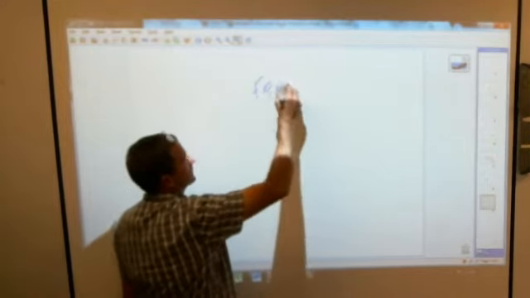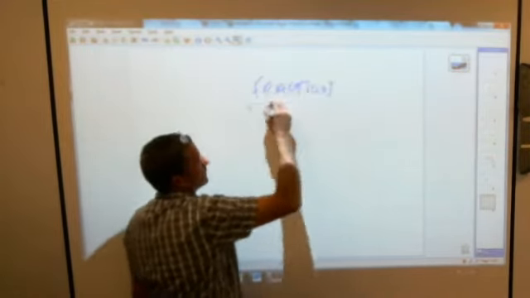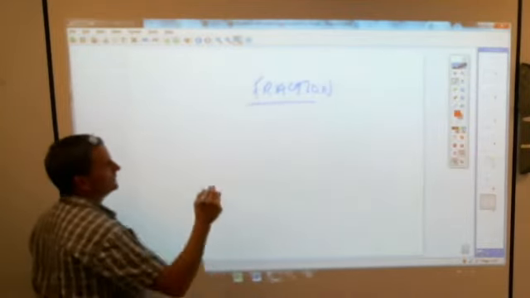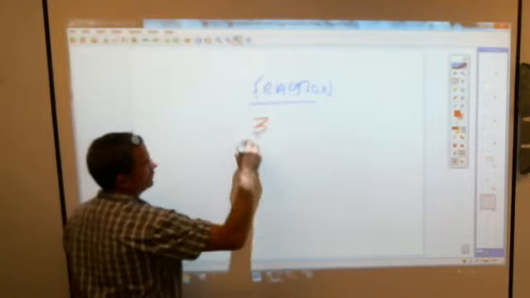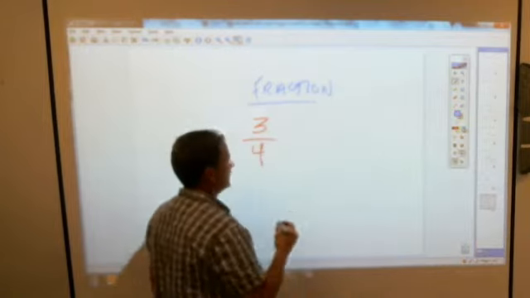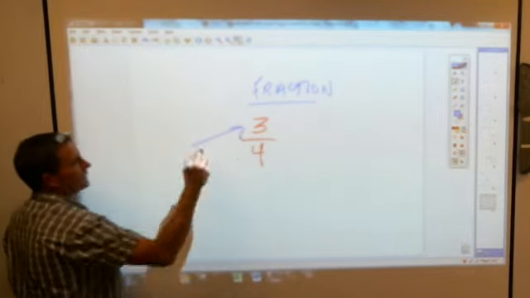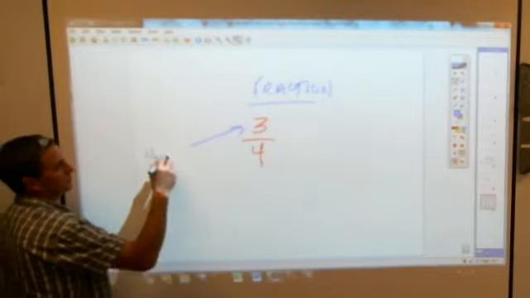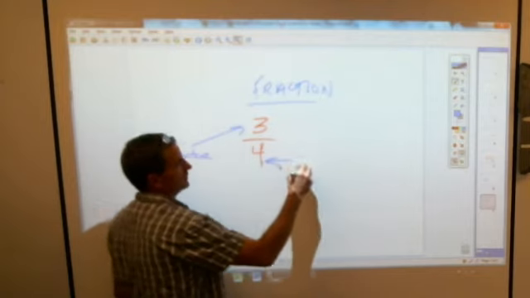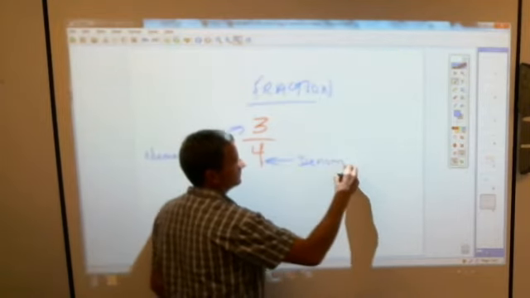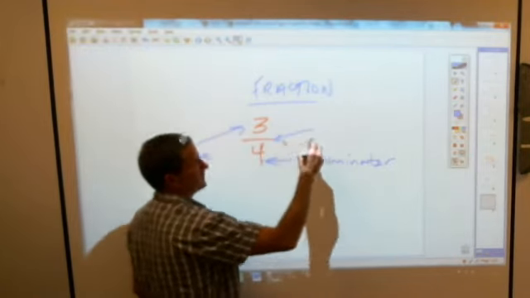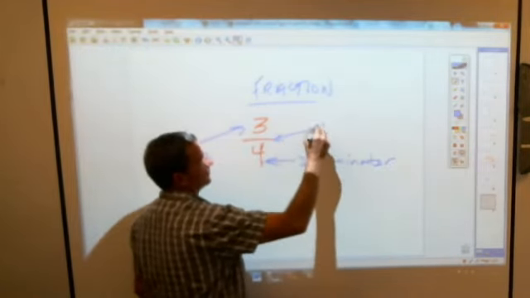Fractions. Under fraction, let us write this down. Let's say I've got this fraction that is 3/4. Labeling the parts of a fraction, ladies and gentlemen: the top of a fraction is called its numerator, and the bottom of a fraction is called its denominator. And then you've got this little thing here that separates them, which we call a fraction line.